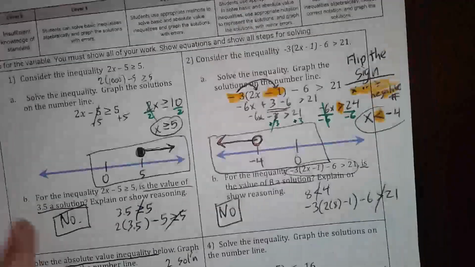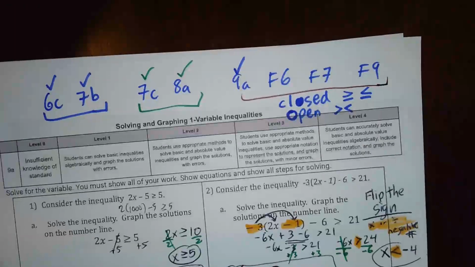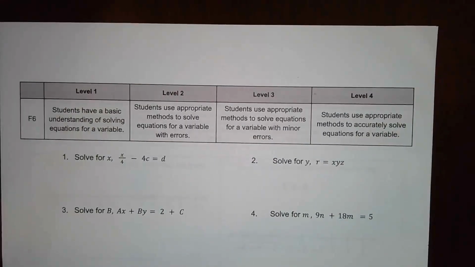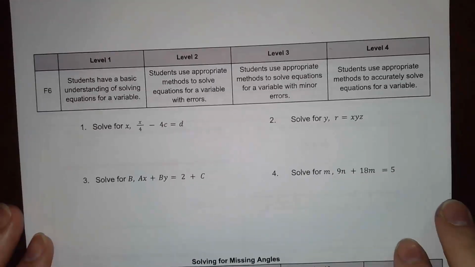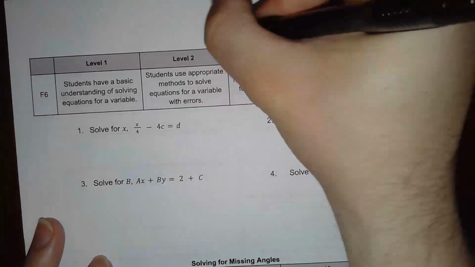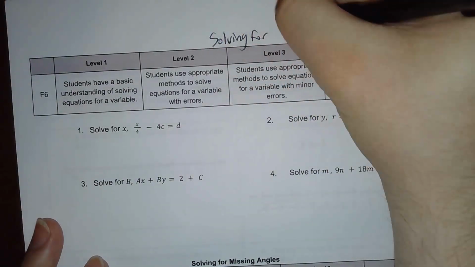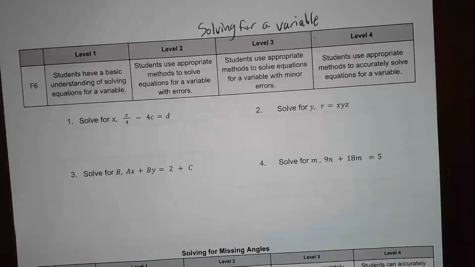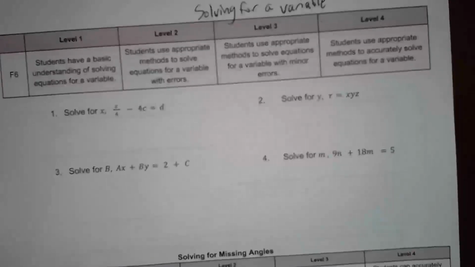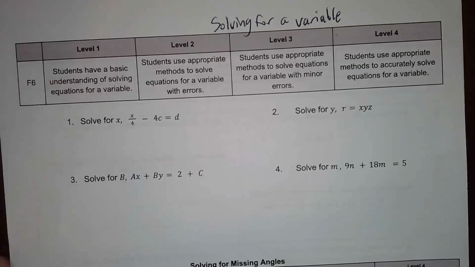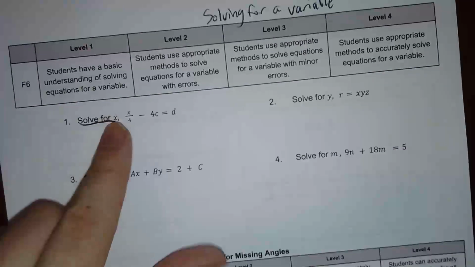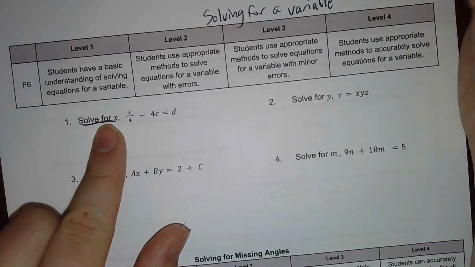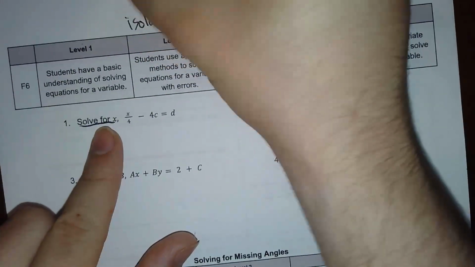Okay, so that covers standard 9A. We're going to move on to standard F6 now. F6. This one is called solving for a variable. So solving for a variable is standard F6. We just need to make sure that we solve for a variable by getting that variable by itself. So if it says solve for x, I must isolate x. I'm gonna write that down here. Isolate x. I want to get x by itself, at least for this problem.